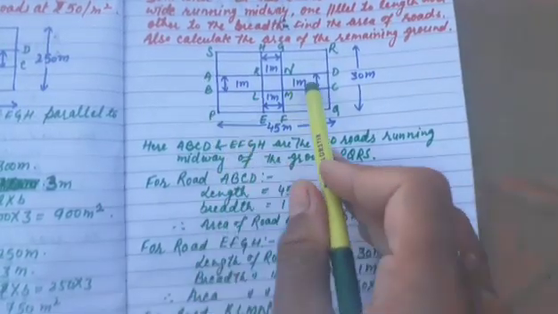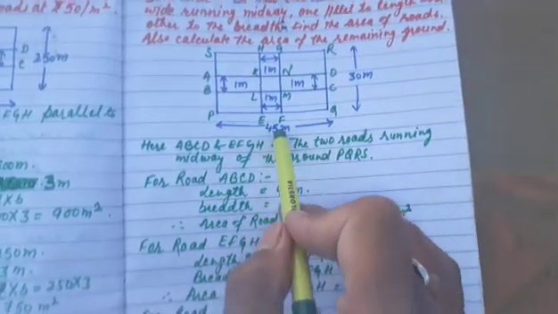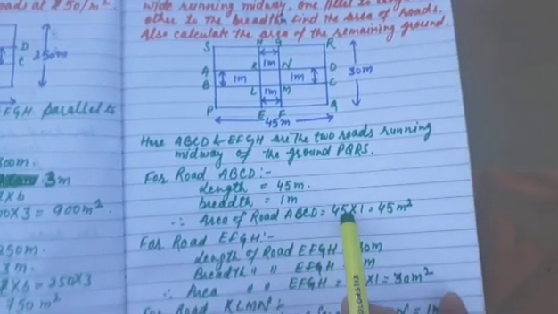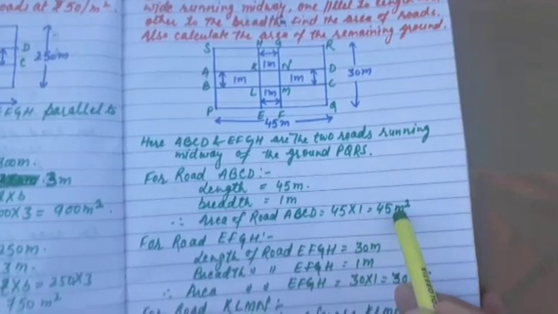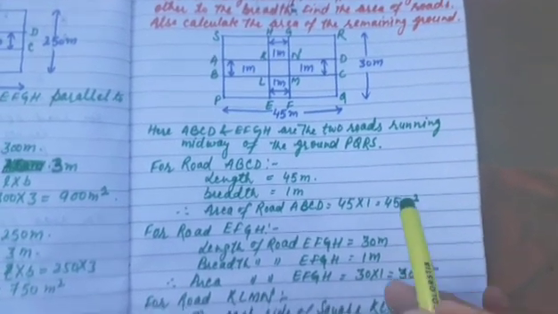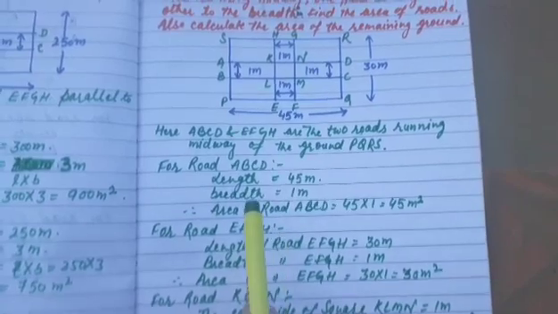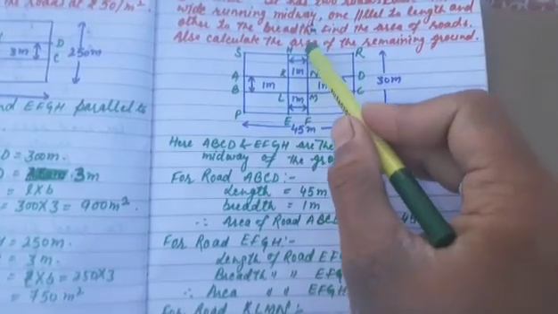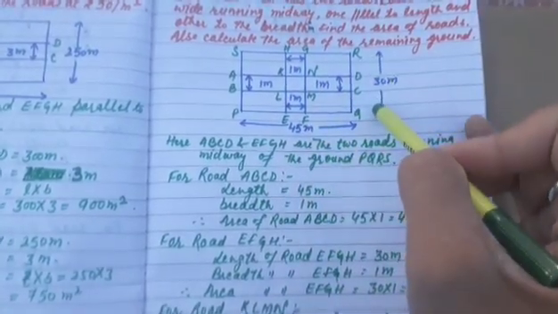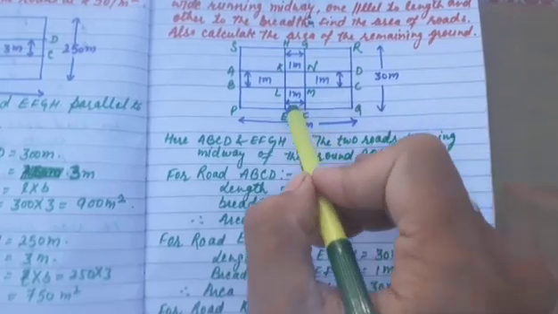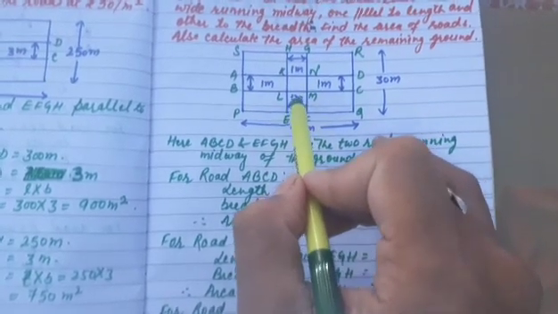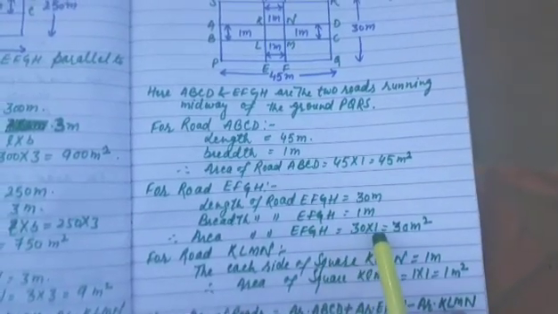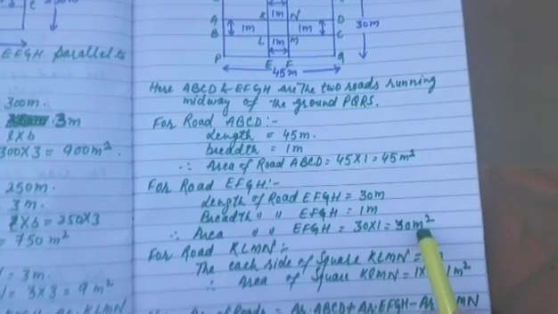The first road is ABCD, having length 45 meter and width 1 meter. Therefore the area of this road is length into breadth, that is 45 into 1, it is 45 meter square. And what is the area of the second road EFGH? In this case the length is 30 meter, which is the width of this field. And what is its breadth? The breadth is the width of this path, that is 1 meter. Therefore the area is length into breadth, that is 30 into 1, 30 meter square.